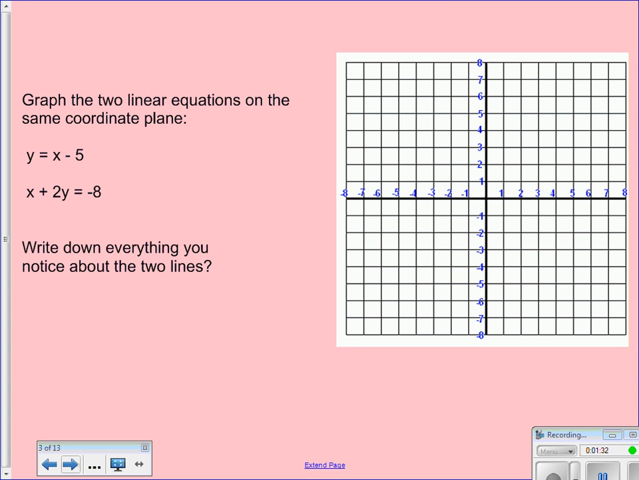Okay, so on that other video, you probably noticed that the lines crossed once. Okay, they crossed each other. They're not going to cross each other again because they're straight lines, so they're going to keep going on forever after the point that they crossed.